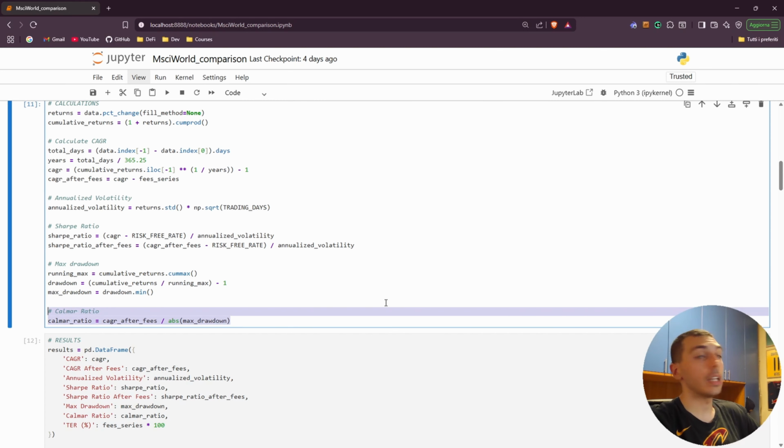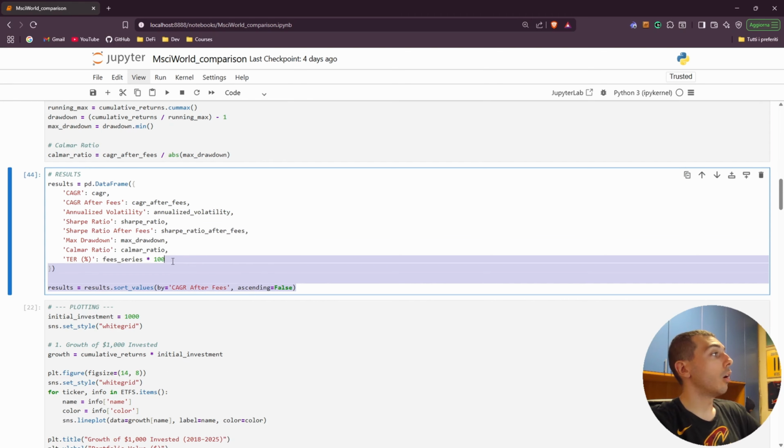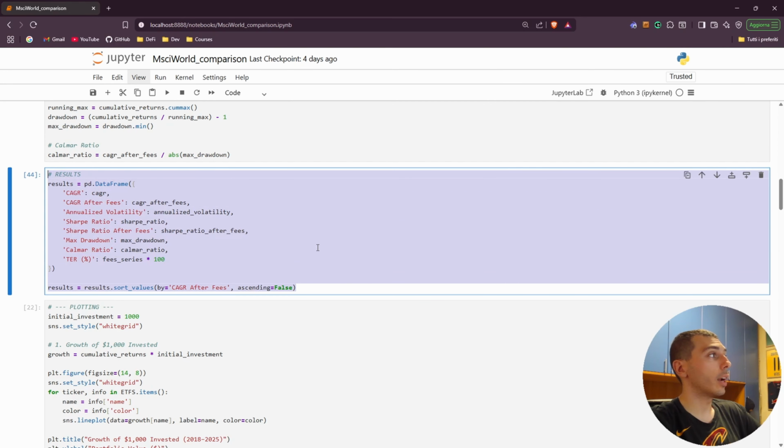The last metric is the Calmar ratio. It's similar to the Sharpe ratio, another measure of risk-adjusted return, but it uses maximum drawdown instead of volatility. Higher here means better risk-adjusted performance. All of these calculations are then organized in this results Pandas data frame. I've also sorted it by the CAGR after fees, so we can immediately see which ETFs perform best.